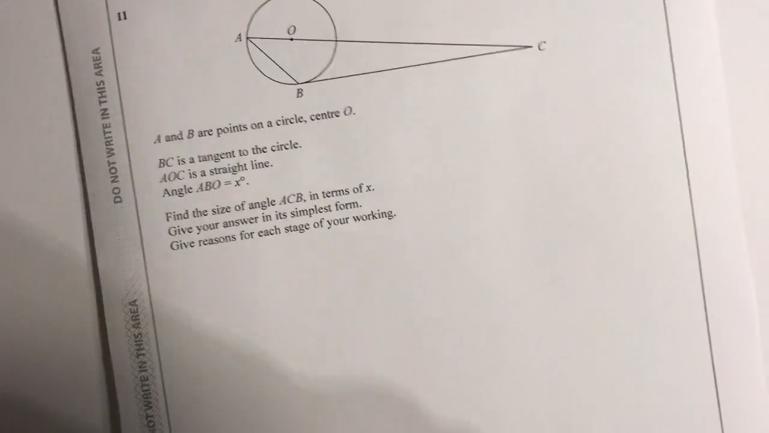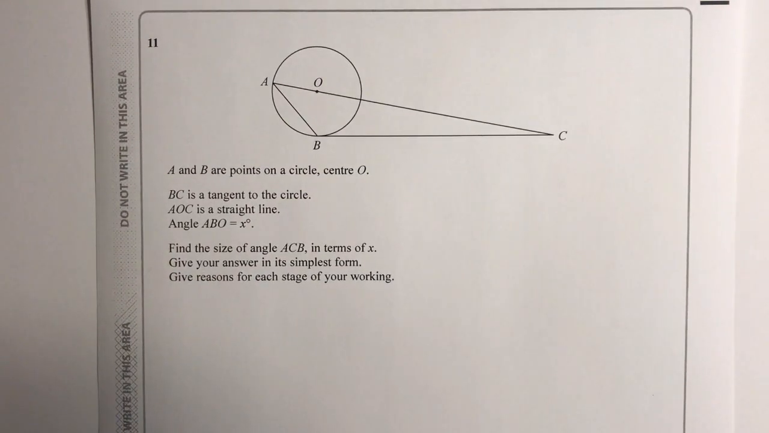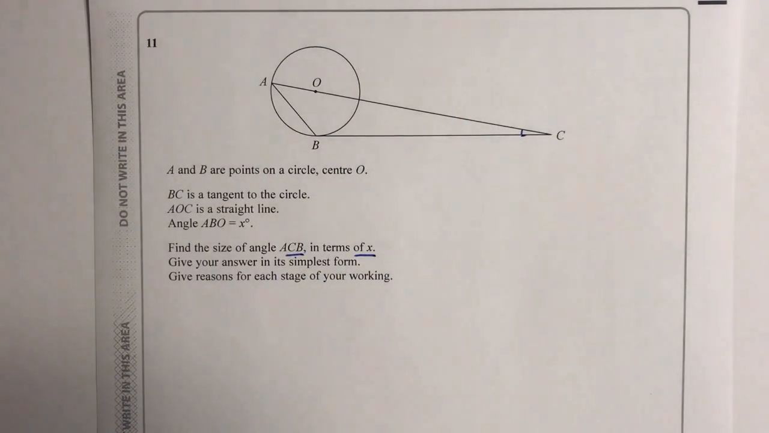Okay, so let's move on then to question number 11. So question number 11, please again do stop the video, have a go at these for yourself. This particular one is working out the size of angle ACB. Okay, so they're actually wanting us to work out this, and the crucial thing here is in terms of x. Okay, all right, so you just need to kind of work through fairly methodically, but it does give you a little bit of information. It says that angle ABO is x.